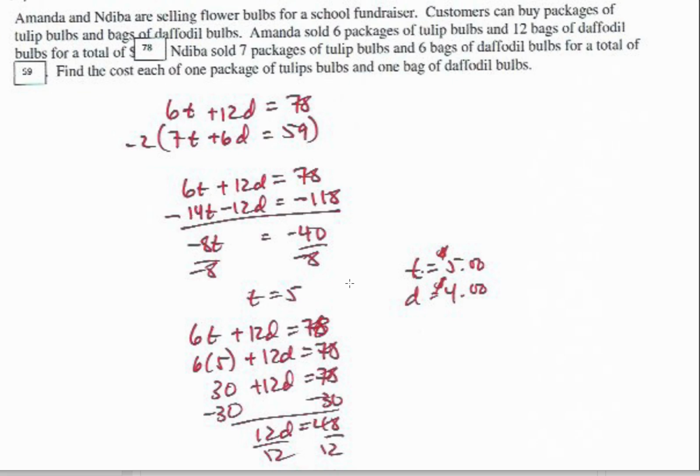Now, you can get 6 packs of tulip bulbs plus 12 bags of daffodil bulbs, so 6 tulip and 12 daffodils for $78, or 7 tulips and 6 daffodils for $59. Find the price.